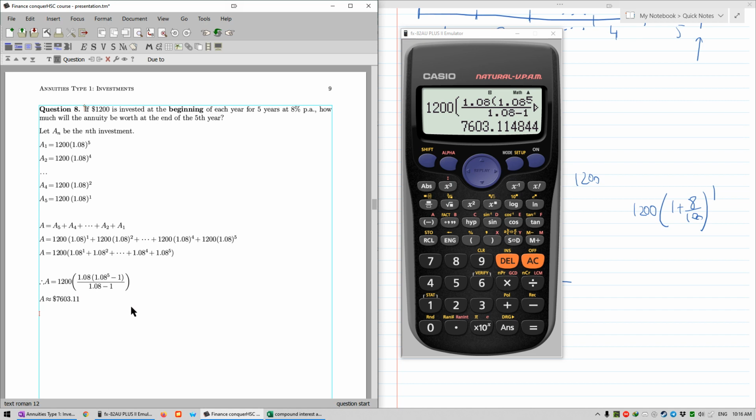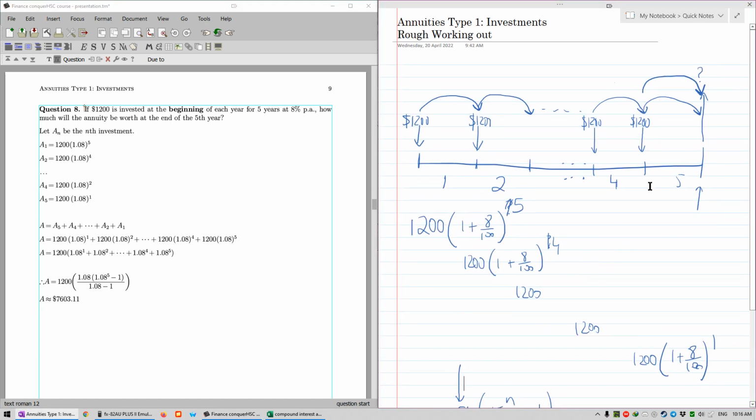I'll just recap what we've done. The first thing we did, we drew a timeline. That's really important, especially if you find this topic confusing. Just draw a timeline, learn how to do it. If you don't know how to do it, the only way you're going to learn is if you practice. There's no other way to learn maths. You can't watch me do maths and expect to learn maths.